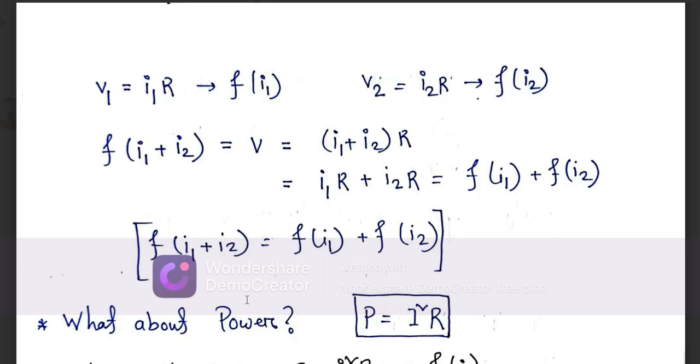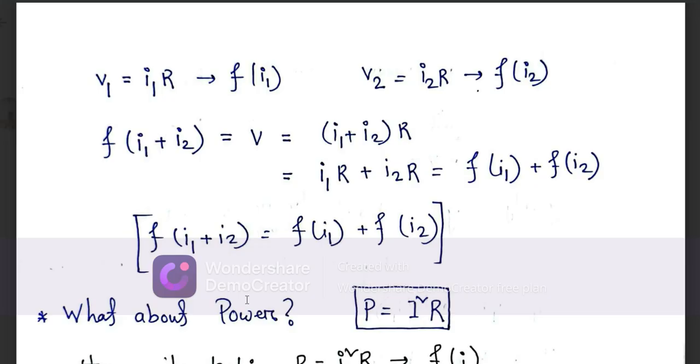Now, what about power? We have already seen that the resistor is a linear element and voltage and current are linear quantities. Now, what about power? Power is not a linear quantity because we know P is equal to V multiplied by I. Here we are combining two linear quantities in a non-linear way. So we are introducing non-linearity here.